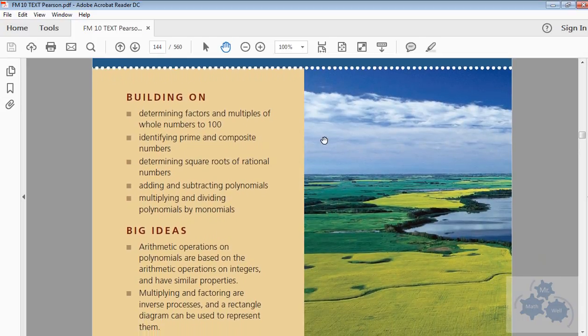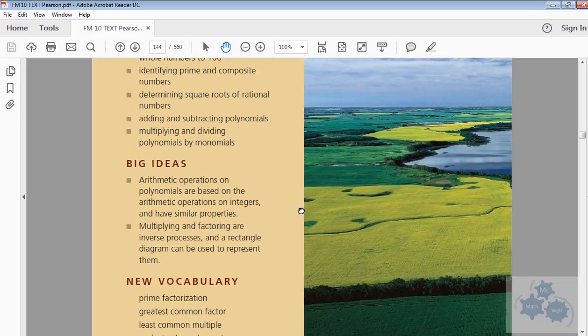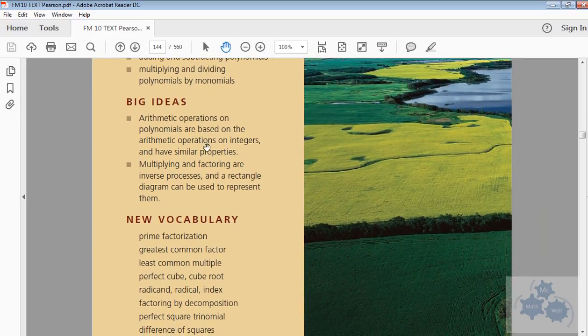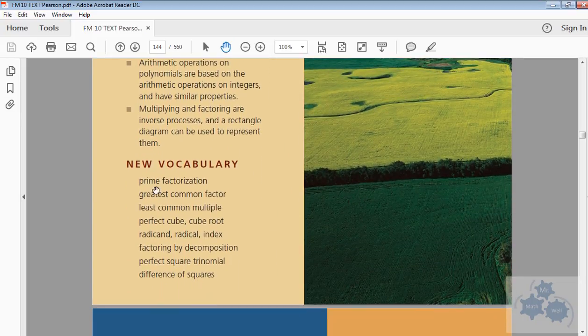These are some of the things we're going to be doing in Chapter 3. Okay, determining factors and multiples of whole numbers, prime and composite numbers, square roots. I won't go through all this because maybe all this doesn't make sense to you just yet. But this is what we're going to learn about. These are some new terms that we're going to use and learn about. So you may have heard of these before, and maybe some of them are brand new to you.